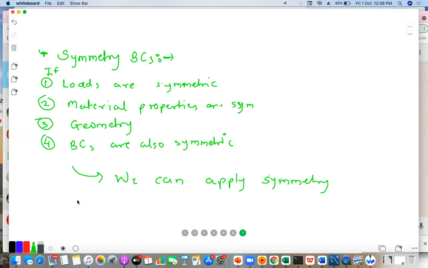Now, why always look for the symmetry? Let us say I have this plate, and let us say this is a 10 meter by 10 meter plate.